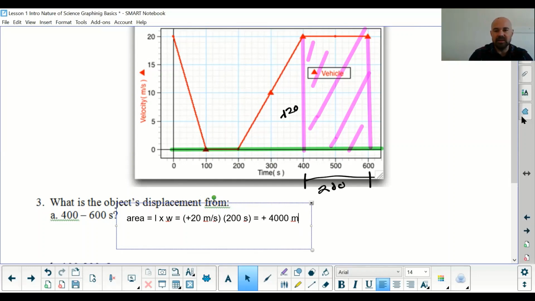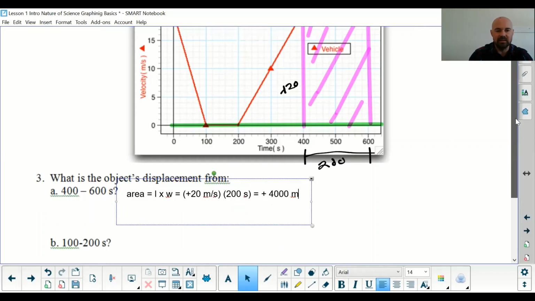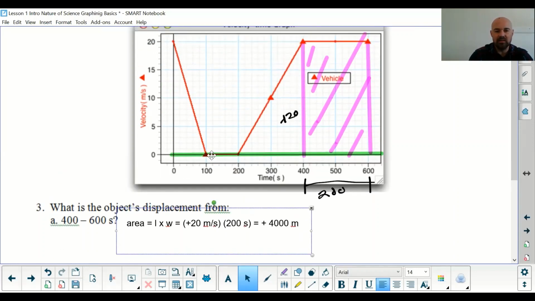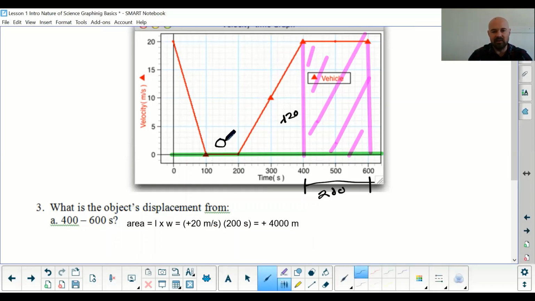From 100 to 200 is the next section. So in the next section here, it's 100 to 200. If you look at this here, 100 to 200 is not an area. There's no space because it's a line on top of a line. So that answer is very simple. It's just 0. So it doesn't travel any meters.